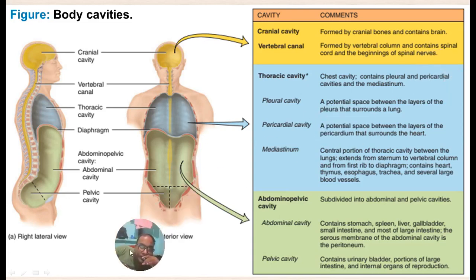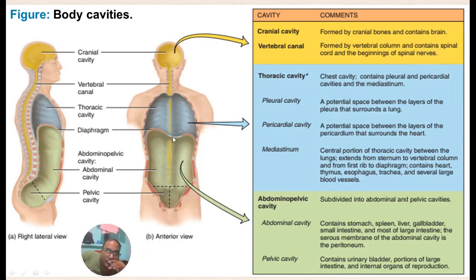So this figure explains all the cavities which we have discussed in the previous slide. See over here, yellow color. This is the cranial cavity and the vertebral column. This is the spinal cord. Both are continuous with each other, brain and the spinal cord. This outer covering is the bony structure, the vertebral column, which protects the spinal cord, and this skull protects the brain inside the cranial cavity.